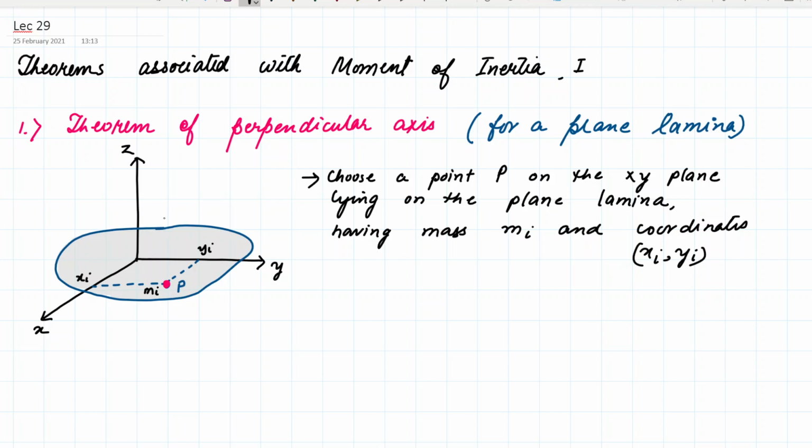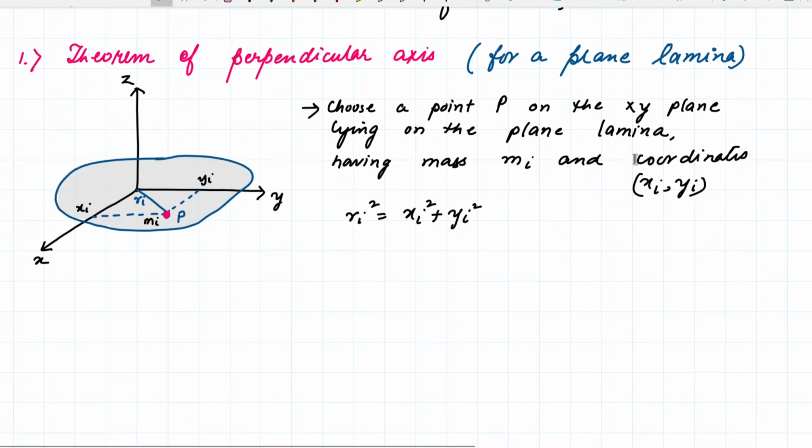So this distance, let's suppose, is Ri, and this is simply given as Ri square is equal to xi square plus yi square. Okay, now let me talk about the moment of inertia with respect to each axis, x, y and z.